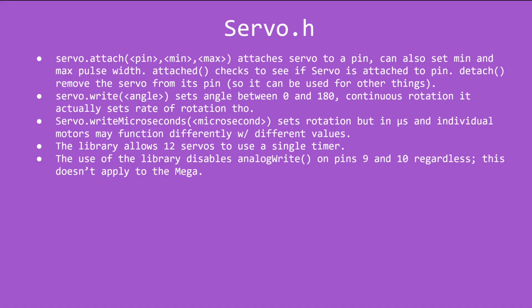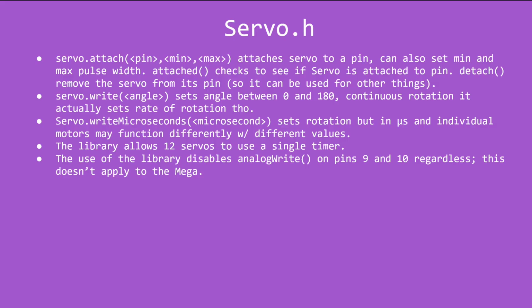Then we have Servo that's used for servo motors. You're probably going to have a micro servo motor anyway in your kit. You attach it to a particular pin. You can also set min and max pulse width. Attached will just check to see if it's attached to a pin. Detach removes the servo from its pin so that you can use that pin for other things. Write is an angle between 0 and 180.